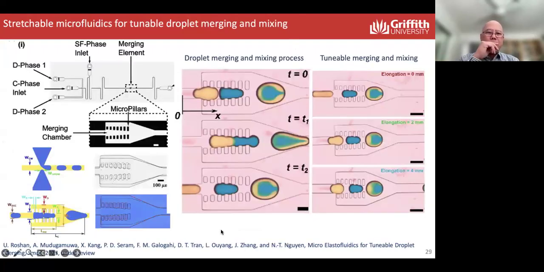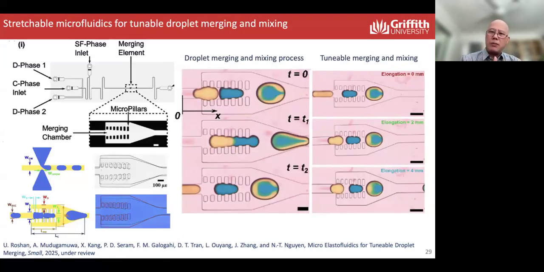Now another application of this stretching method is tuning the merging and mixing process of 2 droplets. So that is also a very basic process of droplet-based microfluidics, where we need to trap 2 different droplets, A and B, merge them, mix them, and then let the chemical reaction happen in the merged droplets. And the stretching concept again allows us to control this process.